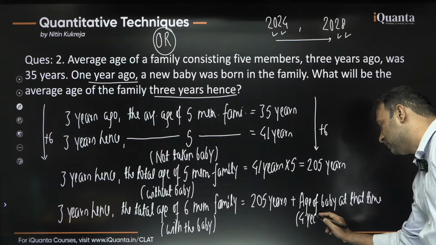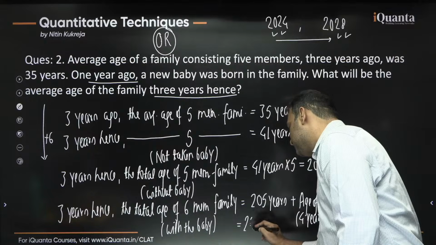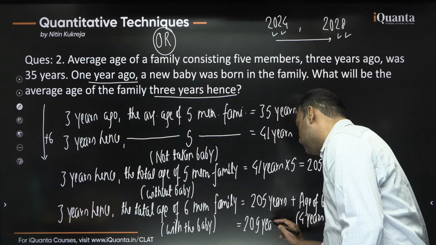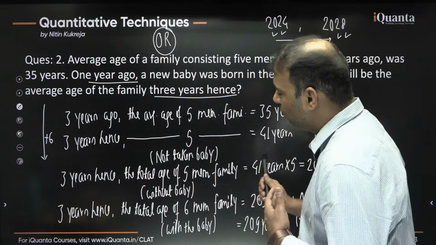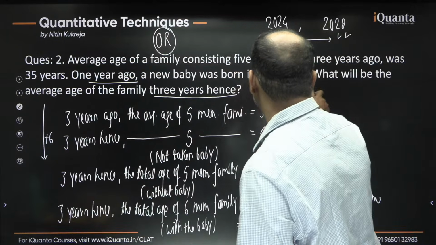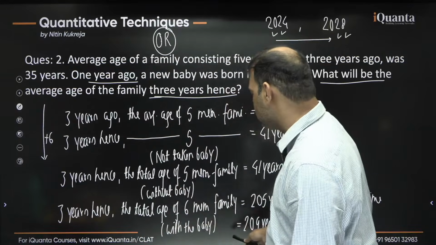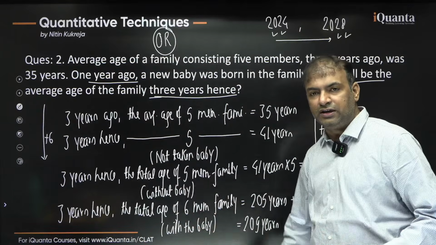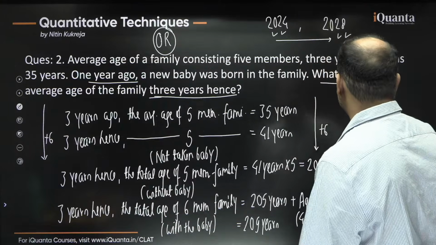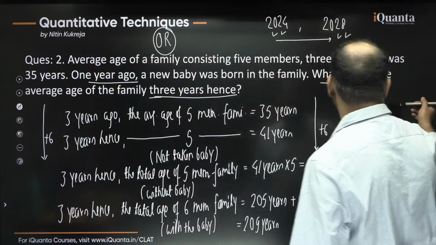So we'll add it, right? 205 plus 4 will give us 209. So guys, we can say what? The 3 years hence, the total age of the family with the baby is 209 years, right? And the question is actually about the same. We have to find the average age of the family 3 years hence. We got the total age of the family with the baby 3 years hence. Now we have to only find out the average age. That will be very simple now, right? Guys, we have the total age, we just have to find the average age.